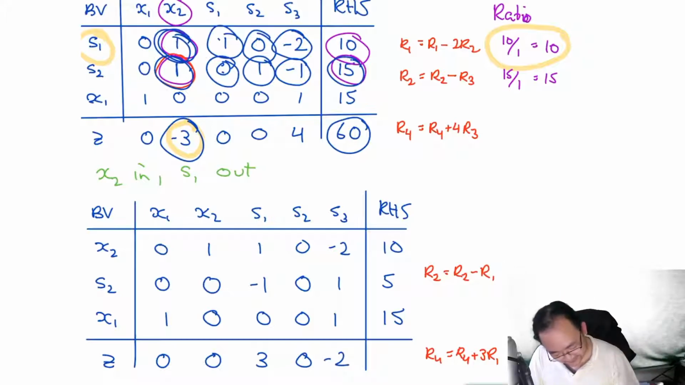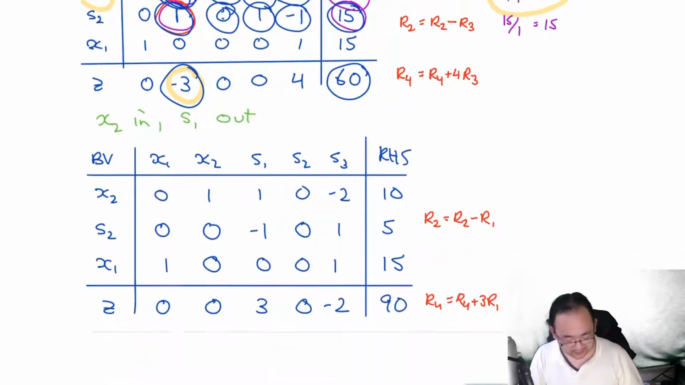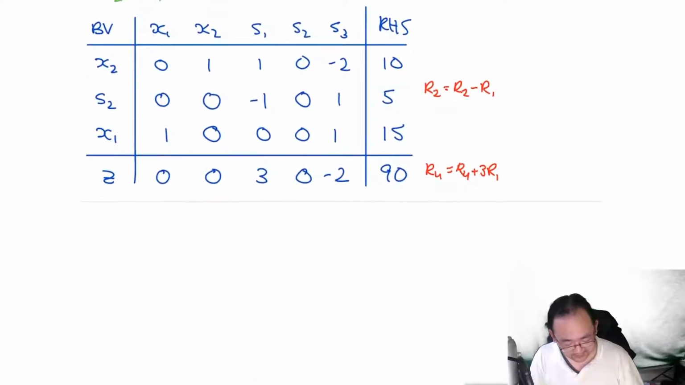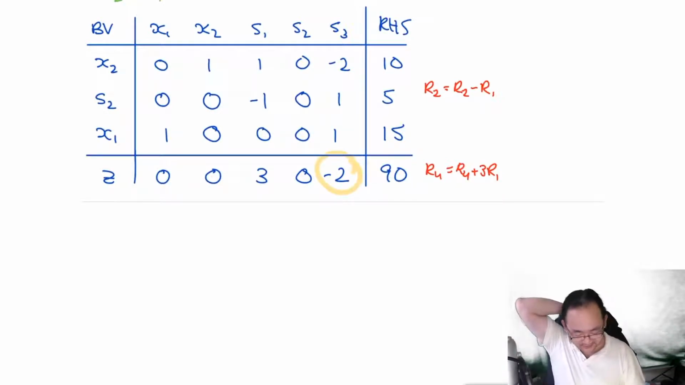Oh, if only we could wrap it up there and then. So, and then we got 60 plus 3 times 10, so that's going to be 90. So that's our next iteration of the simplex method. Unfortunately, we still have another reduced cost, which we need to deal with.